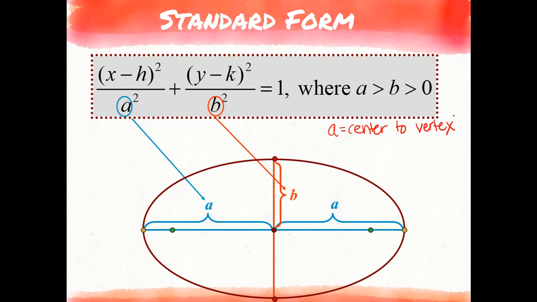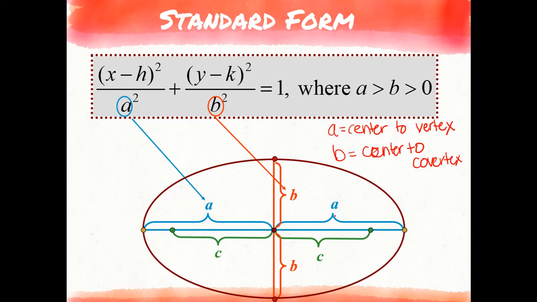b, of course, is the center to co-vertex. And then, of course, I did label what c is. Remember, these guys right here are my focus points, my foci, if you want to say two of them, which is my c value: center to focus. Now, you're probably saying, well, Marsh, there is no c in this equation. You're quite right. The c value we will find using a related equation.